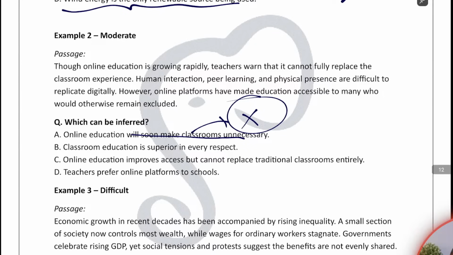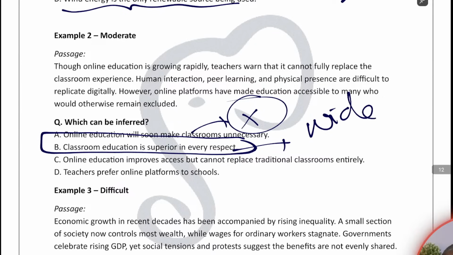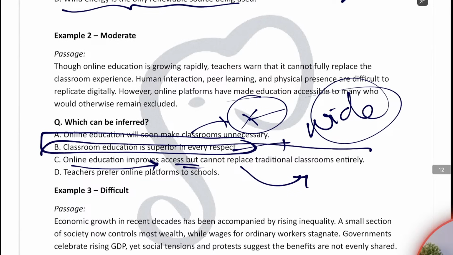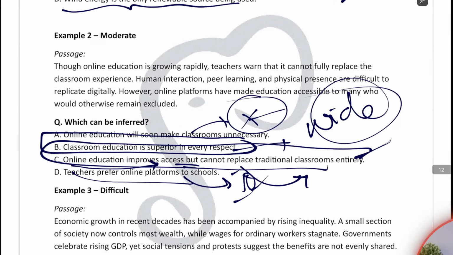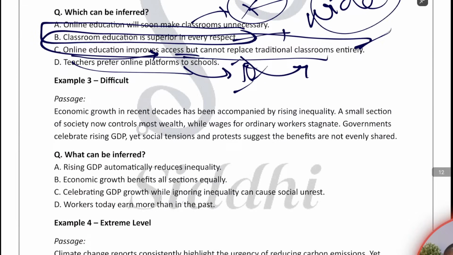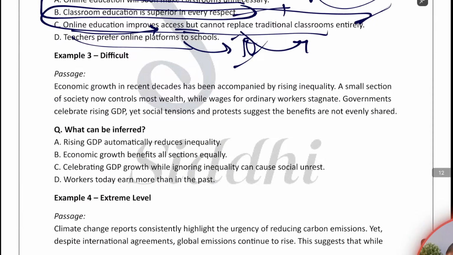Now, classroom is superior in every aspect. This is again too wide. It says classroom has certain good aspects, but classrooms are expensive. Next, online education improves access, but it cannot replace the traditional classrooms. This is balanced, this is good. And teachers prefer online platform to school. This is again out of the box. Now look at third example. Please look at question number 3 and please try to solve it.